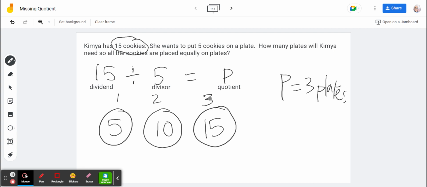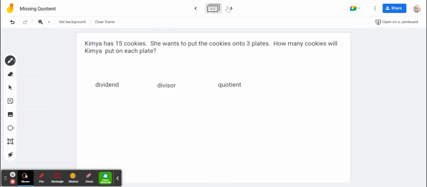Okay, so now we're going to look at a problem that has the same scenario, but now we're going to be looking for the objects in the group. So it's going to be slightly different. Kimaya has 15 cookies. She wants to put the cookies onto 3 plates. How many cookies will Kimaya put on each plate?